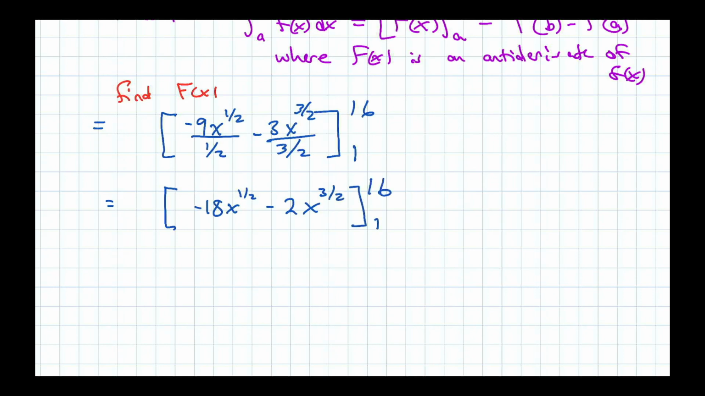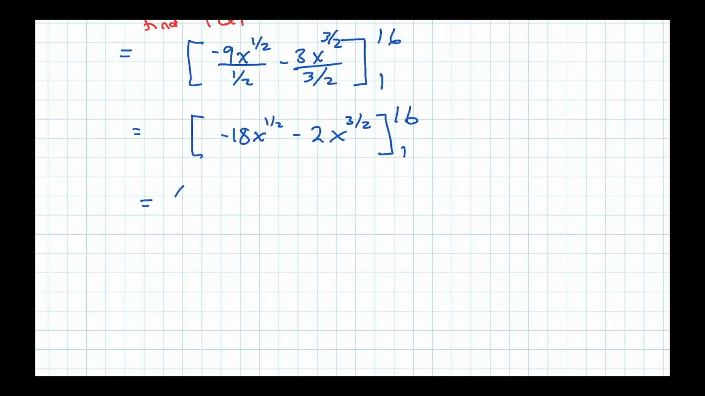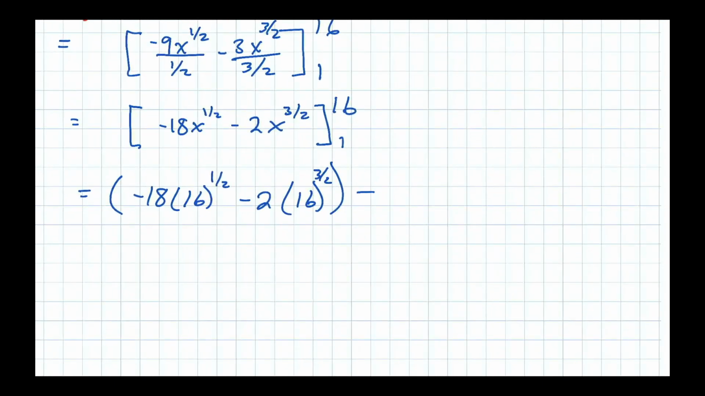Like so. And then what we need to do now is, we did this, now we need to do this. So we plug the b and the a into the f of x. So plug the 16 in and plug the 1 in. So parentheses, -18, 16 to the 1/2, -2, 16 to the 3/2, parentheses. And then minus, do the same thing, but this time plug in the 1 here for x. -18, 1 to the 1/2, -2, 1 to the 3/2, like so.